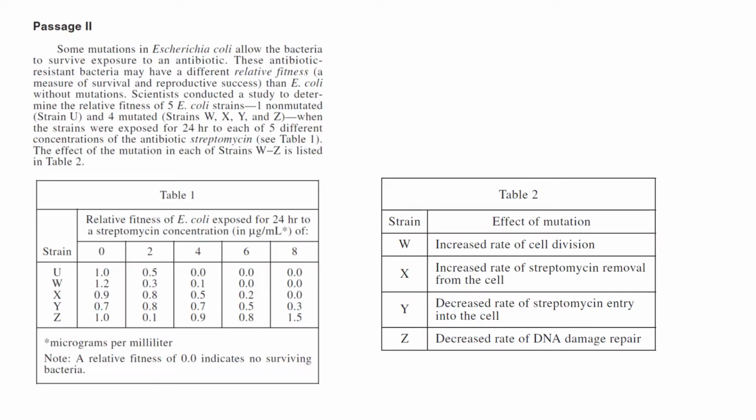So skimming, I'm just going to look and see I have table 1 and table 2. So I have 2 tables to think about. Looks like I have different strains of something, probably E. coli. They're exposed for 24 hours. It looks like the concentration is changing, so from 0 to 8. And then it's going to say the relative fitness, I guess, is what we're going to see here in these readings. Then we have different mutations. Now I have a basic idea of what the strains are about. So probably 30 seconds is all you want to take, and then get to the questions.